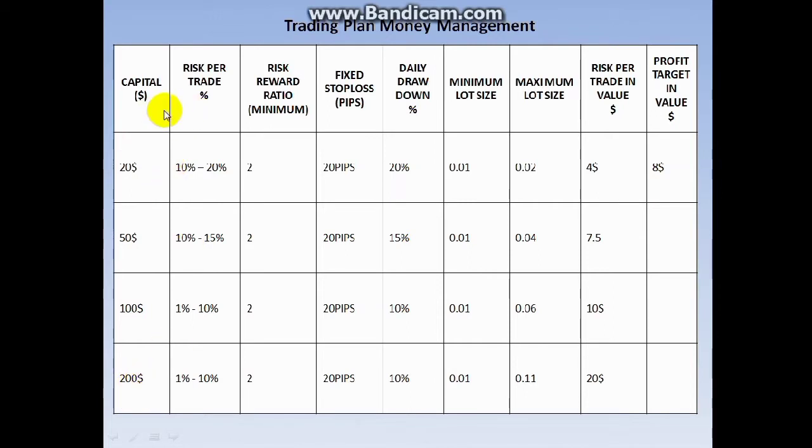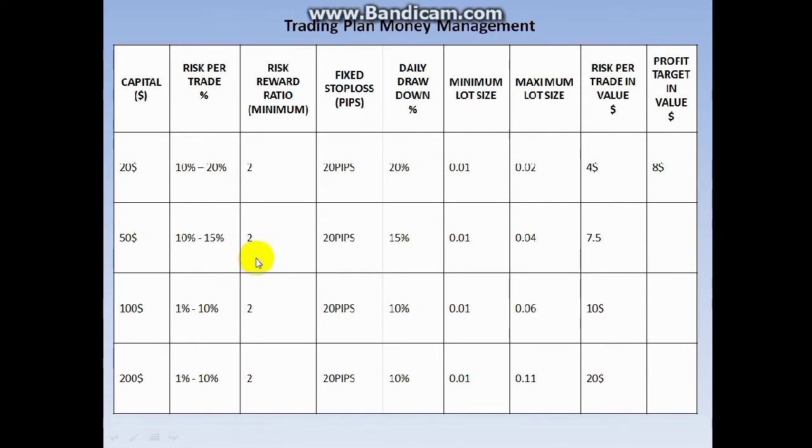Okay, now your risk to reward ratio, the minimum trade risk to reward ratio you are going to implement is 2 to 1. In other words, if you are risking 10% of your initial capital, you should be expecting a 20% return. So you are risking 2 for 1. Same goes here: if you are risking 10% of this, you should be expecting back 20%.